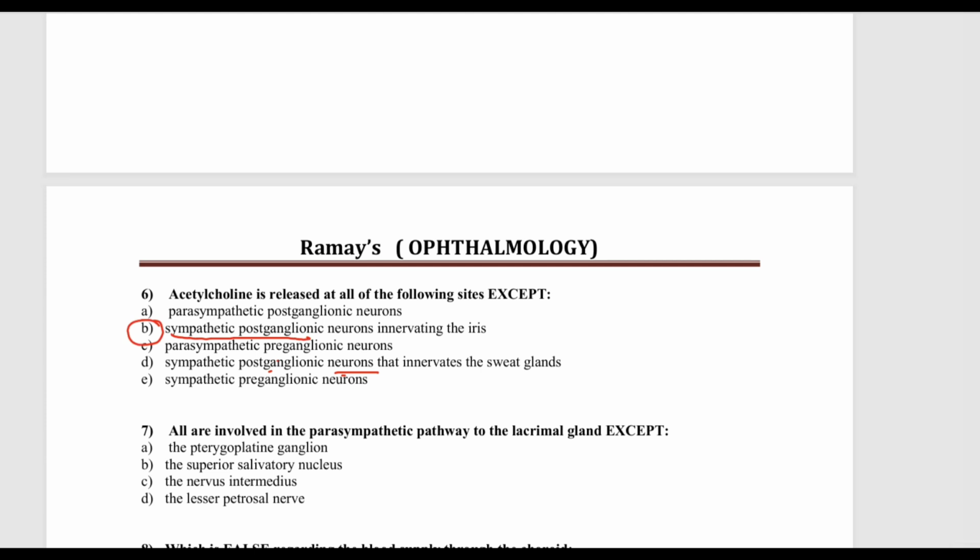Because most sympathetic postganglionic neurons, including those innervating the iris, release norepinephrine. These are adrenergic, not cholinergic.